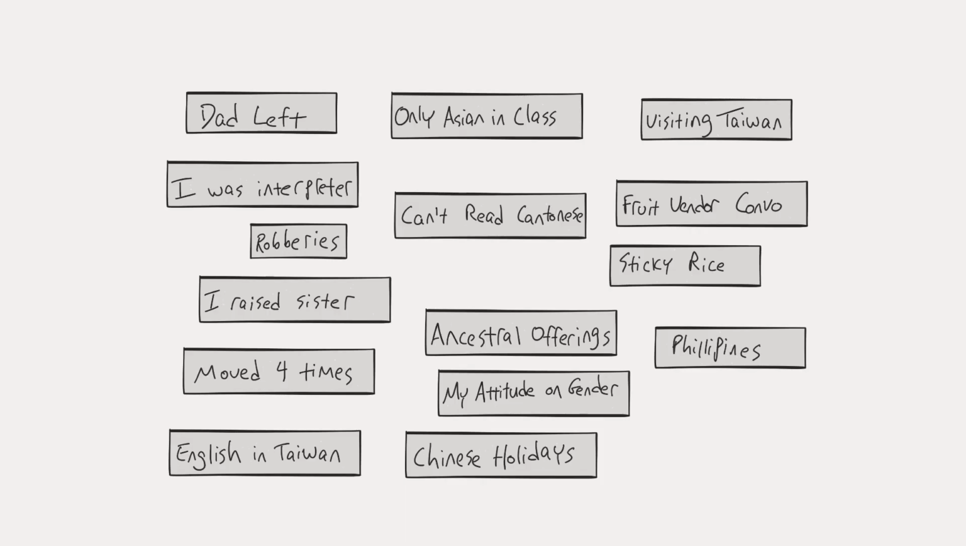I told this student to write down everything she could about her background, and she ended up coming up with both facts, like the fact that her dad left when she was a kid, and memories, like that conversation with the fruit vendor. At this stage in the game, these memories, these anecdotes, these moments are probably more useful because that's what you can plug in to illustrate your broad theme.